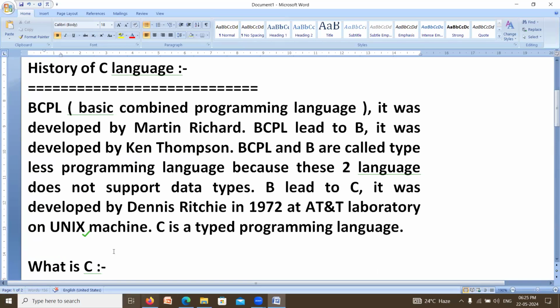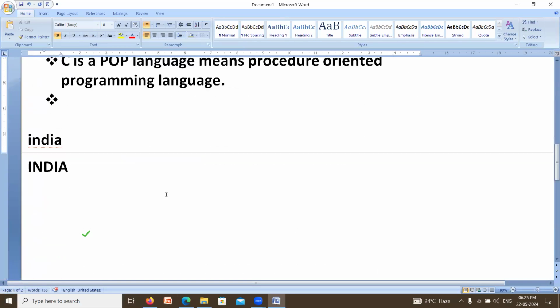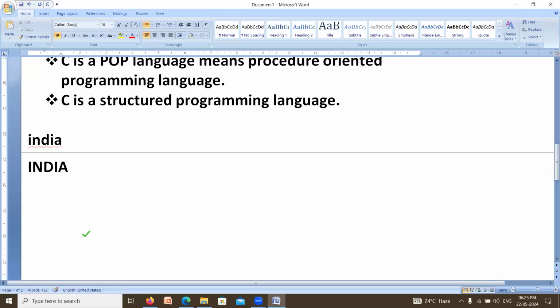So C is a structured programming language. What is the meaning of structured programming language? It means we can break down a big program into small pieces and handle the program very easily. That type of facility is there in C language, so it is called a structured programming language.